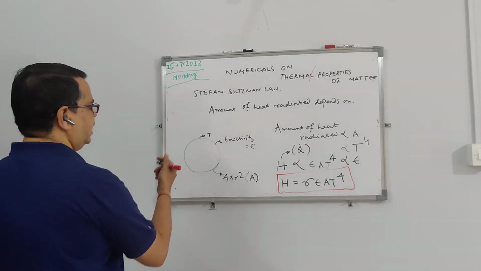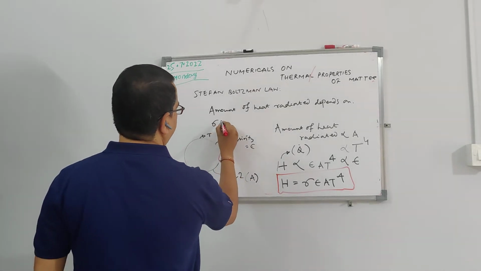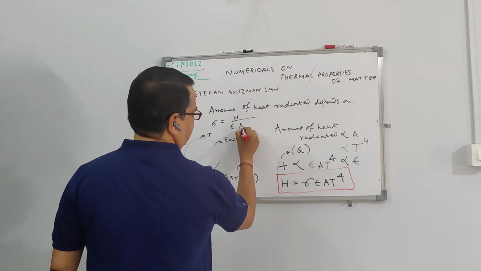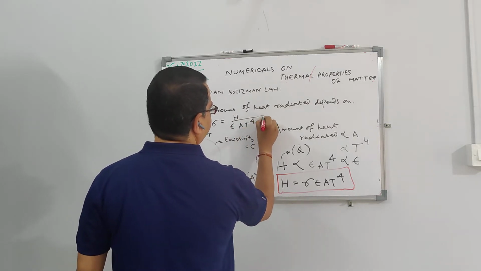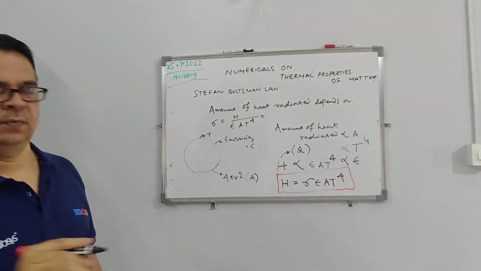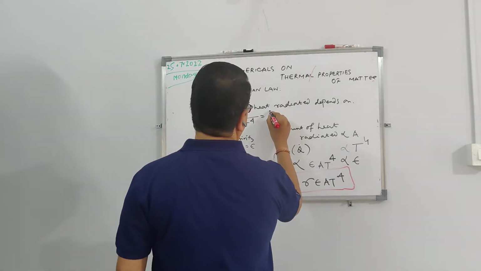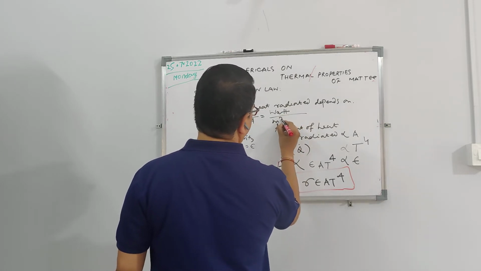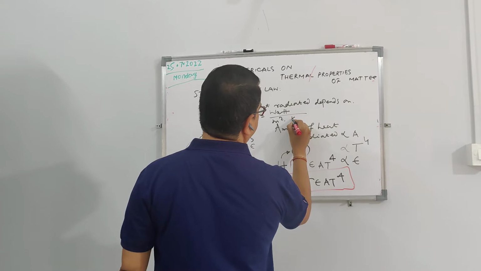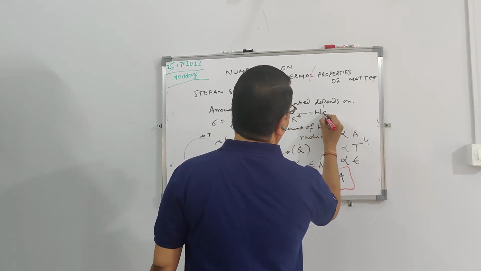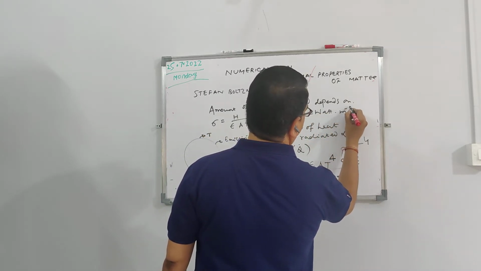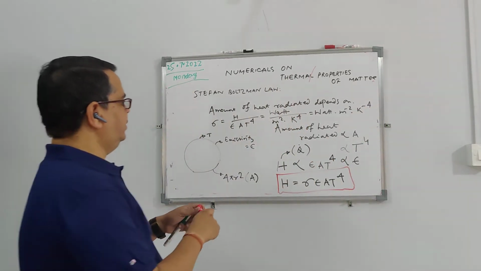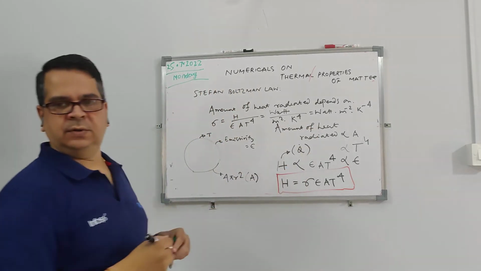So what is the unit of sigma? It will be H divided by E A T to the power 4. H has a unit watt or joule per second, whatever you want to write. So it will be watt divided by area, meter square, and T to the power 4 is Kelvin to the power 4. So watt meter to the power minus 2, Kelvin to the power minus 4. This is the unit of the Stefan Boltzmann constant.